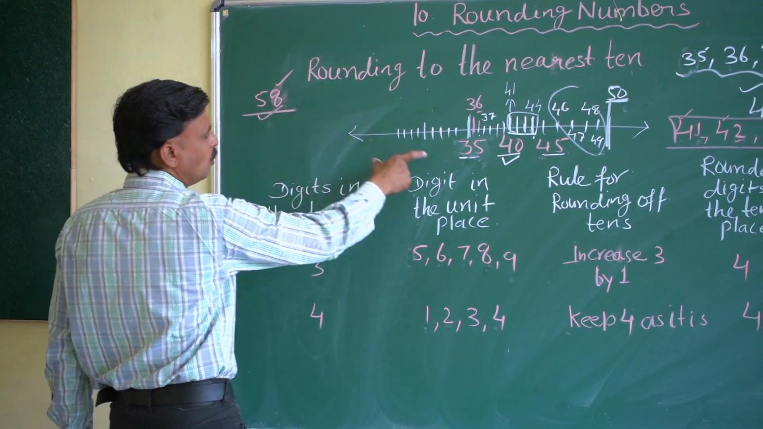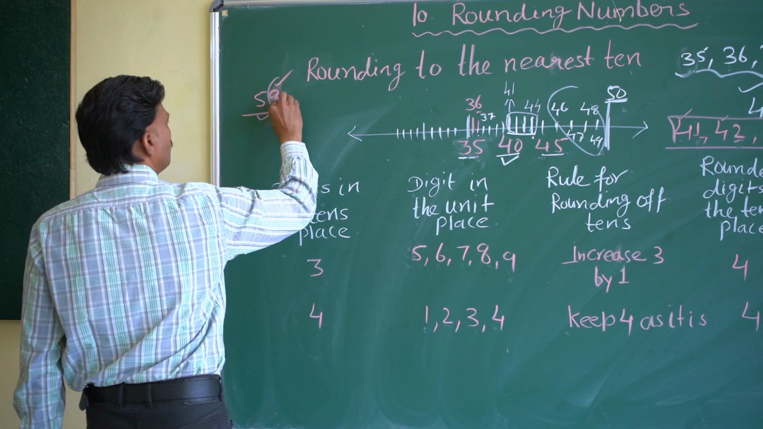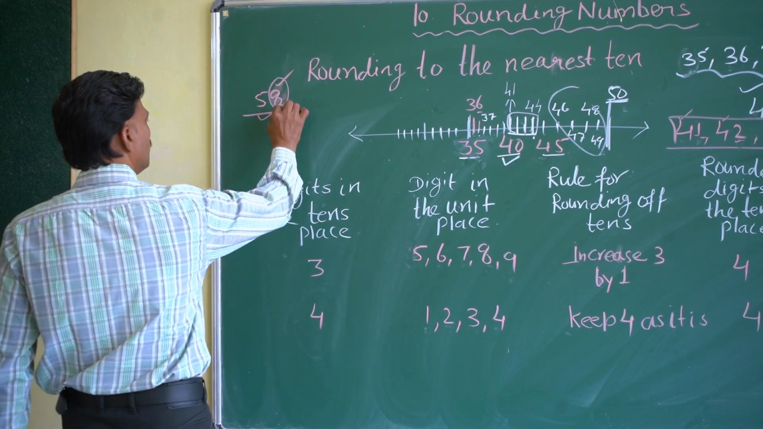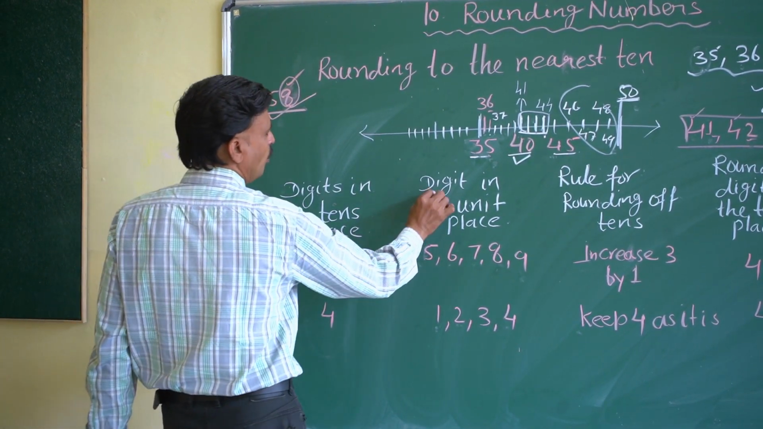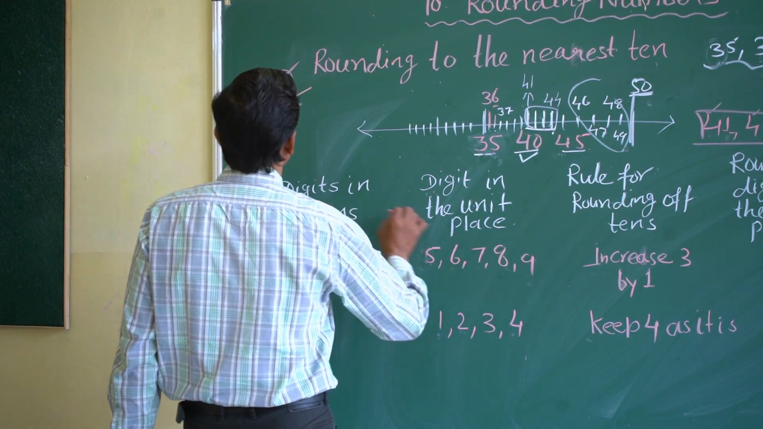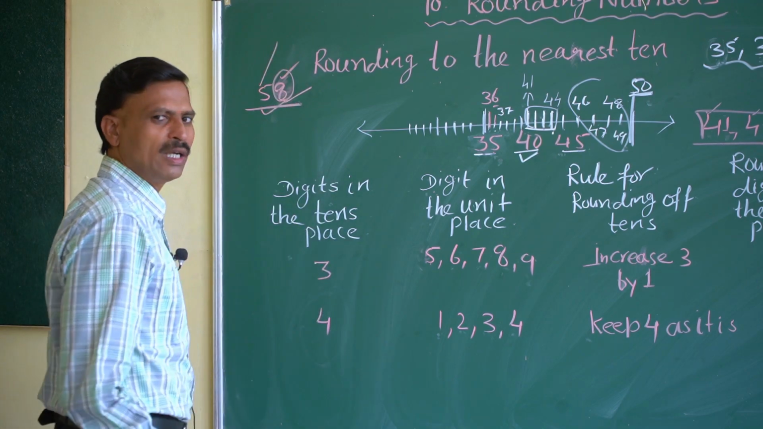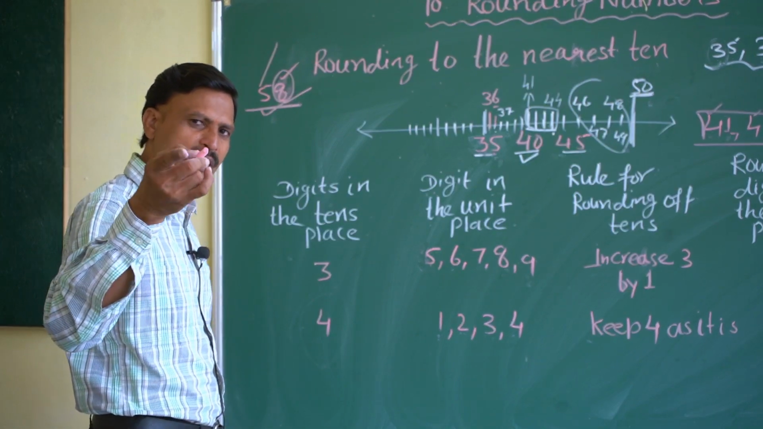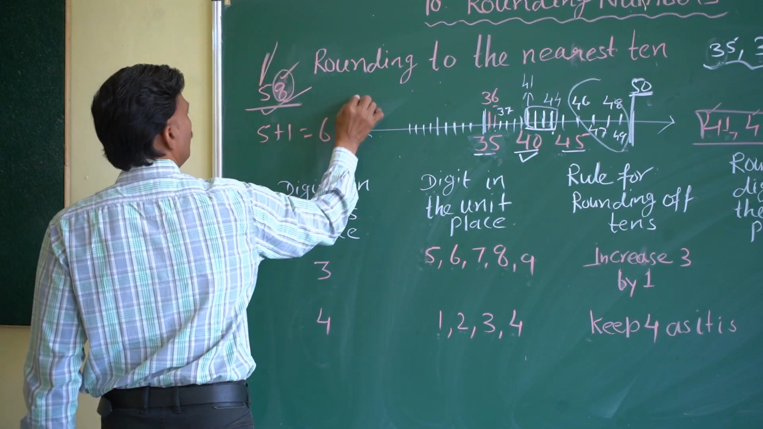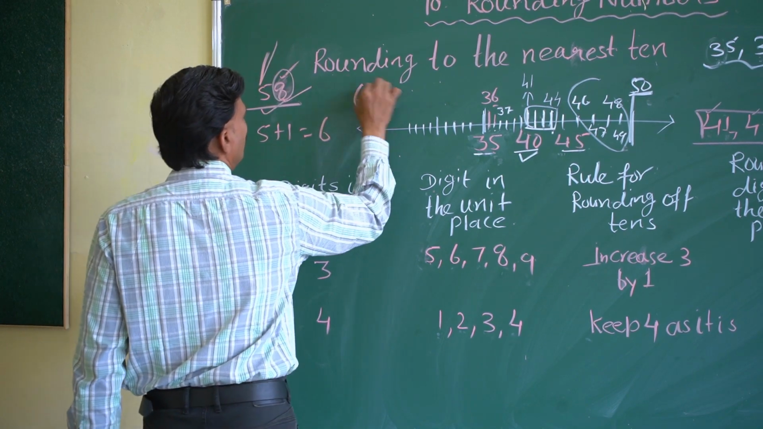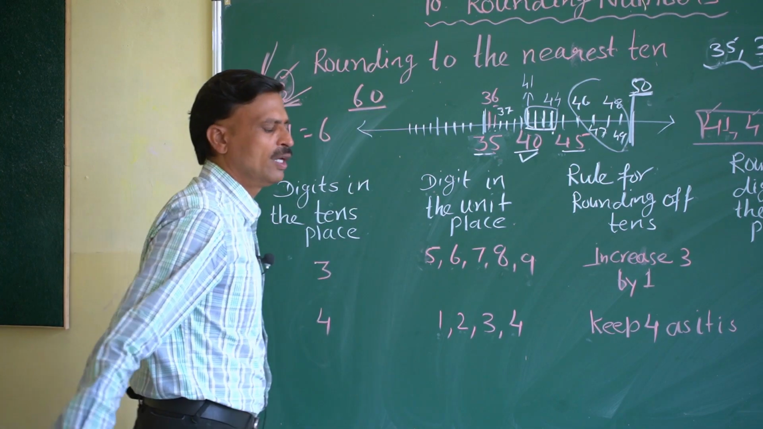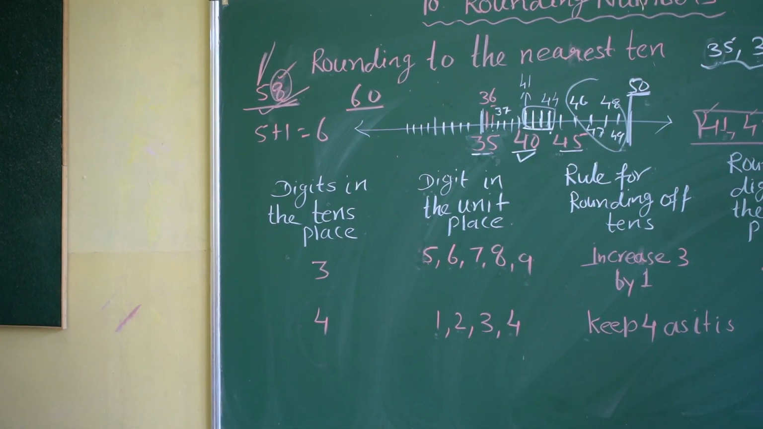So the rule is that first we see the unit place digit. Here the unit place digit is 8. Since the unit place digit is 8, and the rule says that if the unit place digit is 5, 6, 7, 8 or 9, we increase the 10th place digit by 1. That means 5 plus 1, so it becomes 6, and the unit place digit becomes 0. So this 58, when we round off to the nearest 10, is going to give 60. Okay, I will give more examples.